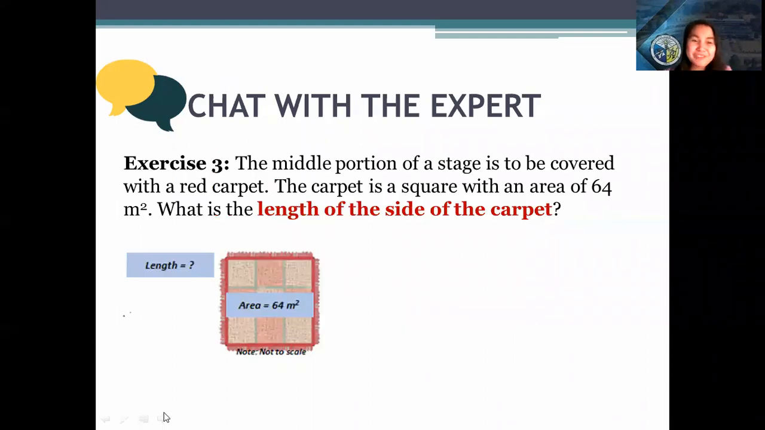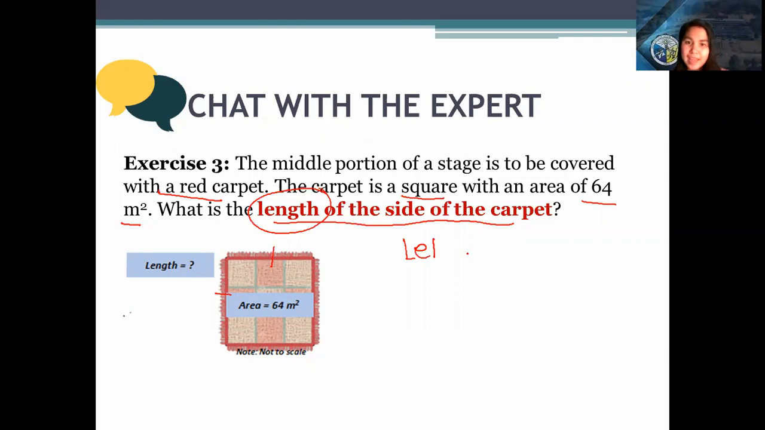Let's have the problem. I know most of you, your favorite is problem solving. Now, here's the problem. The middle portion of a stage is to be covered with a red carpet. The carpet is a square. So remember, the square has equal sides, right? And the area of the square is 64 meters squared. The question: what is the length of the side of the carpet? What are we asking for? We're asking for the length. So we say, let x, since we don't know the length, right? So let's represent it with a variable. Let x be the length of the carpet.